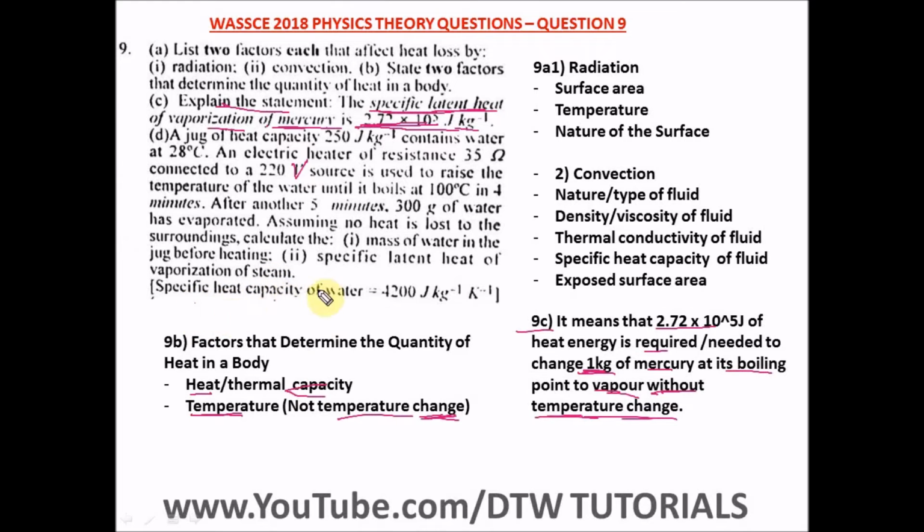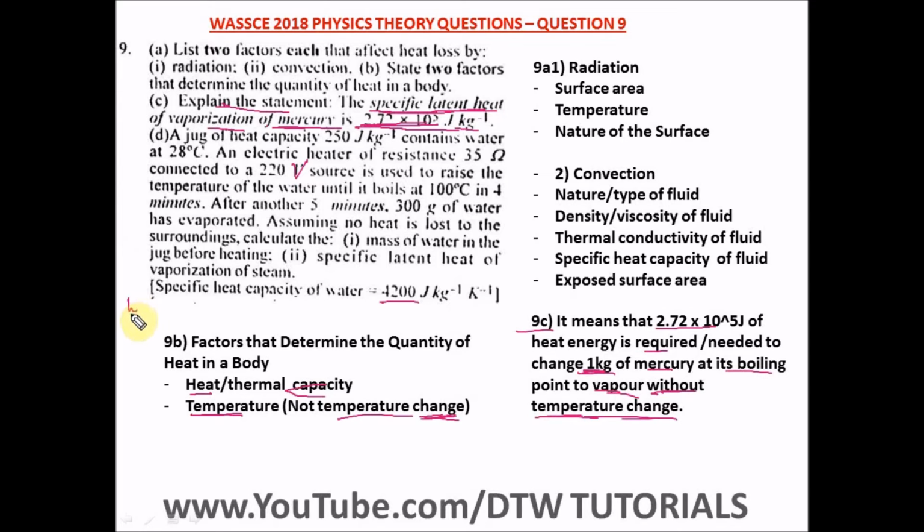We are given the specific heat capacity of water. Remember that in heat transfer, the quantity of heat supplied is equal to the quantity of heat gained, which also means the quantity of heat lost is equal to the quantity of heat gained. Here we have something supplying heat and something else gaining the heat. It says a jug of heat capacity contains water, and an electric heater of resistance is used to raise the temperature of the water until it boils. So what is giving the heat? The electric heater.